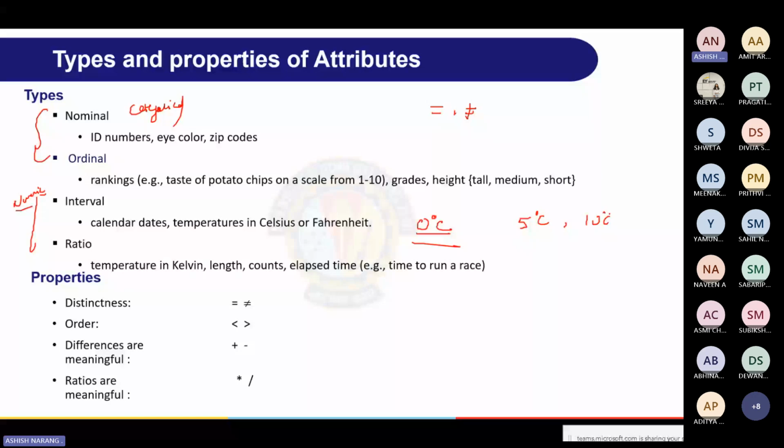Does 0 degree centigrade mean no temperature? I am talking about temperature in centigrade or Fahrenheit scale. I am not talking about temperature in Kelvin scale. That has a different meaning. This is a very important concept to understand. What is the difference between interval and ratio?